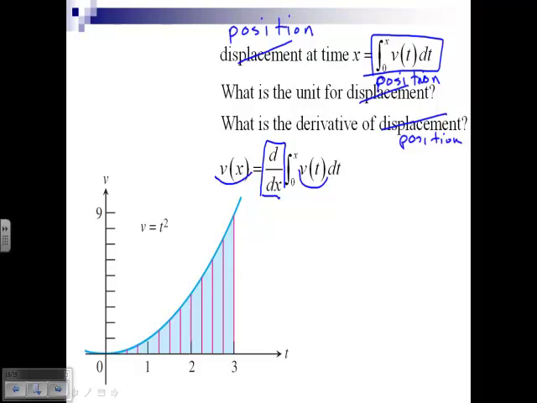It seems like this integral action and this derivative action undo each other. I'm doing something to velocity, and it looks like the derivative undoes it because I go back to velocity. The integral does something, and the derivative seems to undo it. Yes?